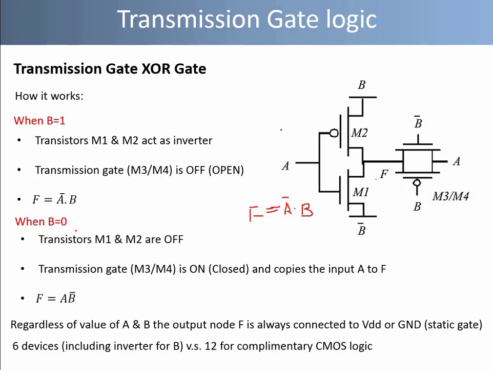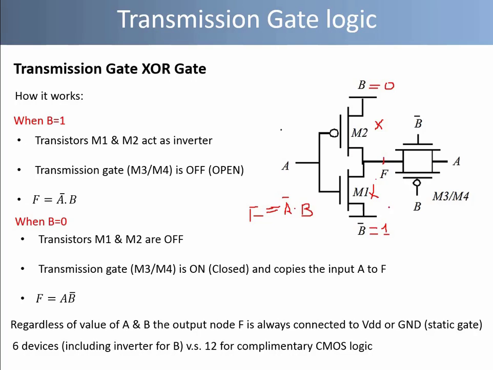When B is equal to 0, B complement becomes equal to 1. So here we have the source of the PMOS transistor connected to ground, whereas the source of the NMOS transistor is connected to VDD. So both these transistors are turned off. As a result, A does not reach the node F.